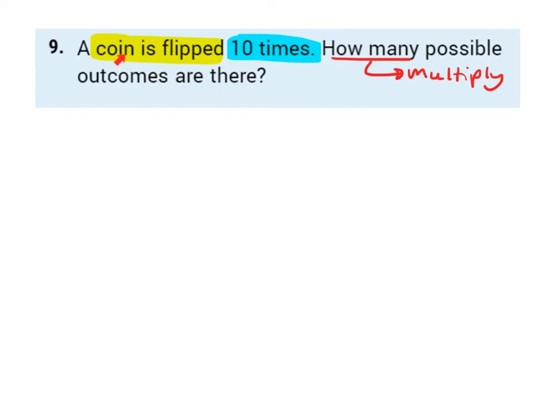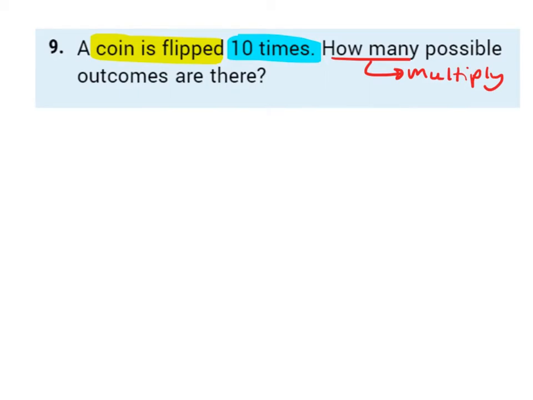Question 9. A coin is flipped 10 times. How many possible outcomes are there? So when we hear the phrase how many, we want to think multiply. So the coin is flipped 10 times. So if we flip a coin, we've got two possible outcomes, heads or tails.